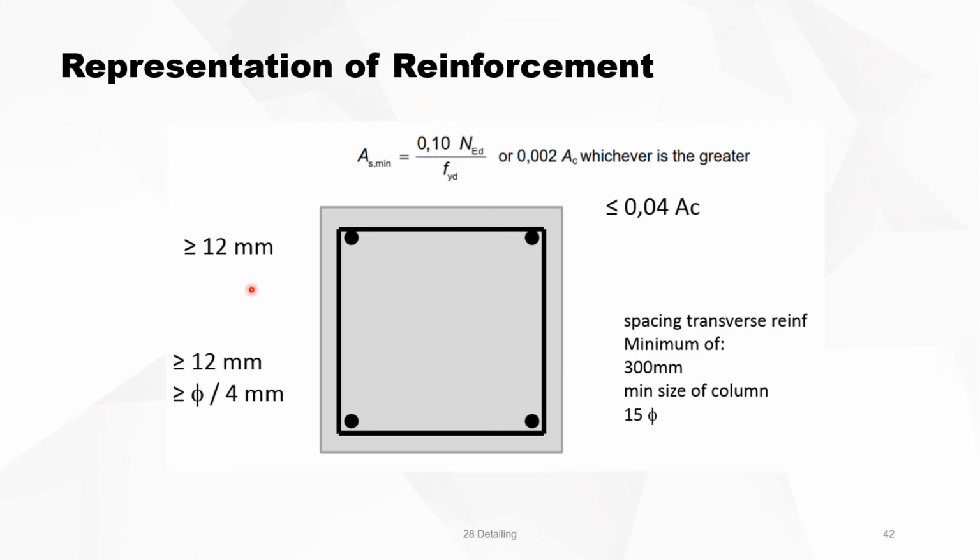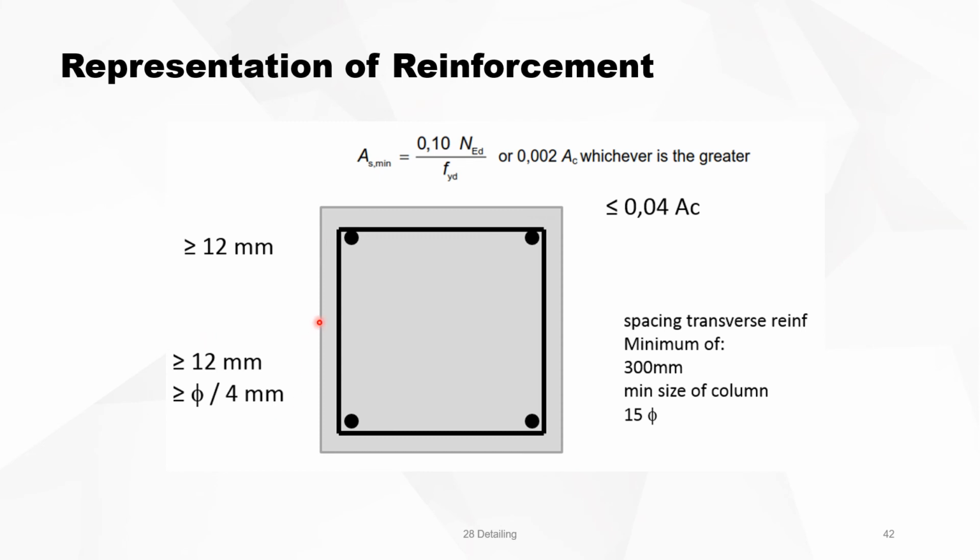For a column, in each corner there shall be one rebar in longitudinal direction. The minimum reinforcement is 10% of NEd divided by fyd, or 0.2% of the concrete section, whichever is the greatest. The maximum is 4% of the concrete area of the cross section. The diameter in the corner should be at least 12. So don't bother in a column with diameter 10, it's not allowed.